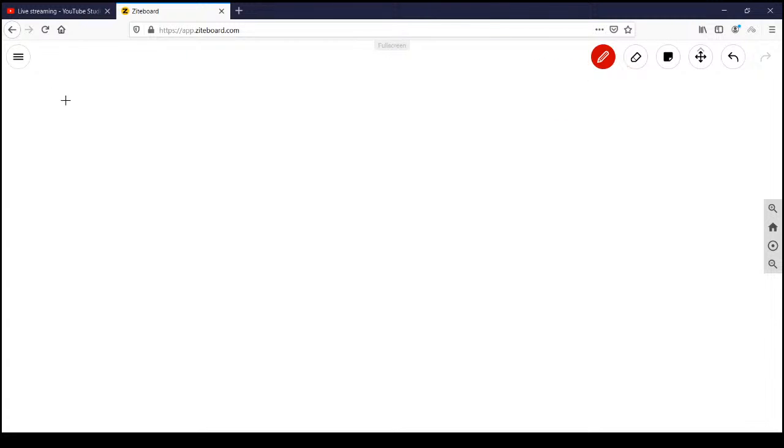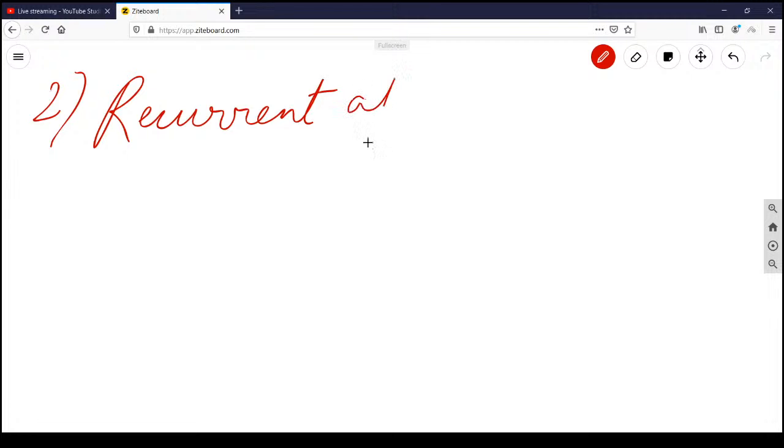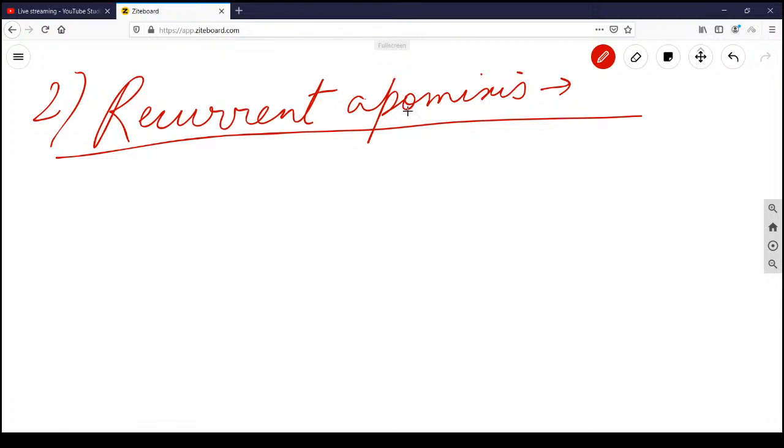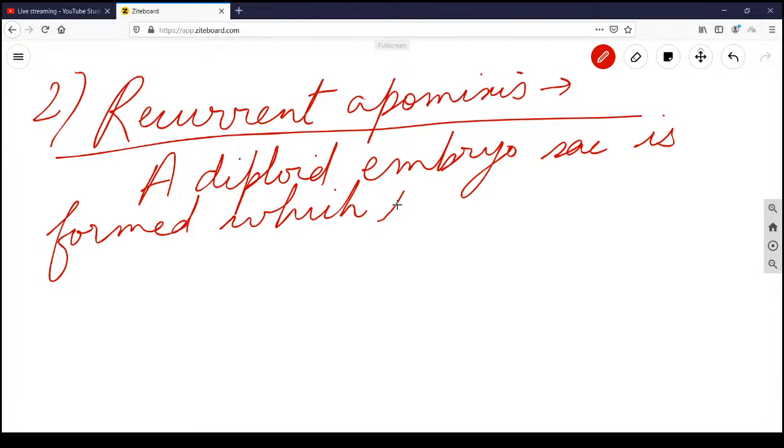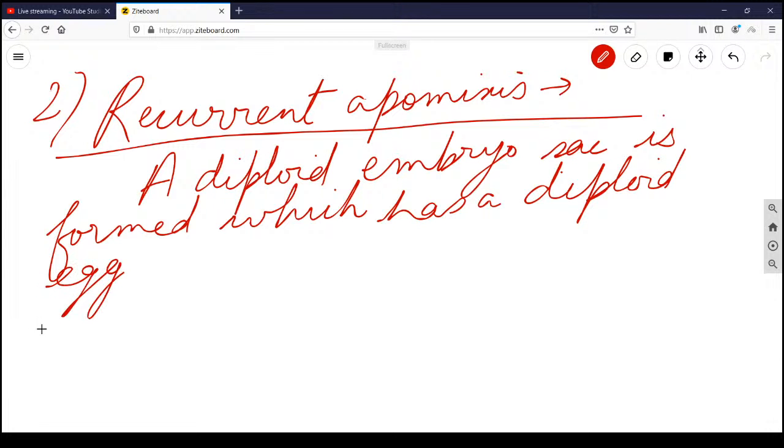In the second one, you can have recurrent apomixis or recurrent agamospermy. So type 2 is recurrent apomixis. In this type, what would happen is a diploid embryo sac is formed which has a diploid egg. Okay, it is also known as oosphere. Now the diploid egg grows parthenogenetically into a diploid embryo.